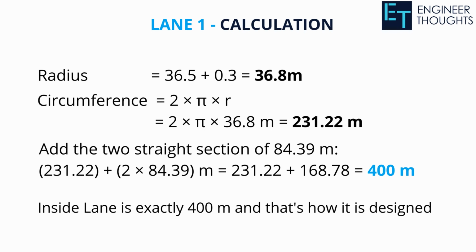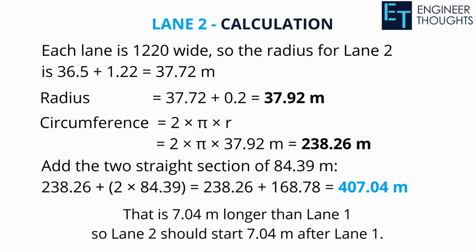We have two semicircles, one at the top and one at the bottom. Consider them as an entire circle. And we have two straight lines, each of 84.39 meters. The circumference of the circle is 2 into pi into r. The radius is 36.8. When we calculate it, we get the circumference as 231.22 meters. When you add the two straight sections of 84.39 meters, we get the value of 400 meters. But that is not the case for the entire lane.